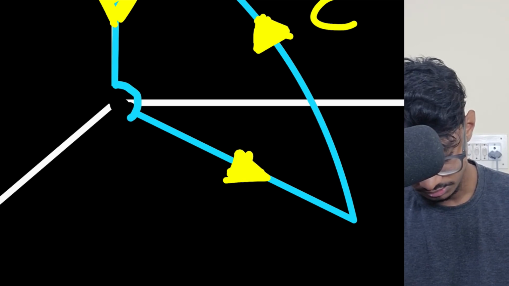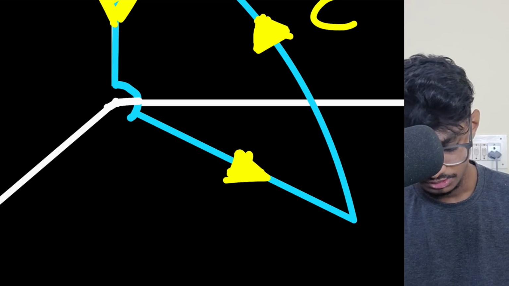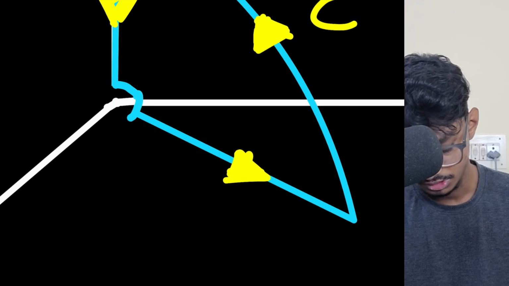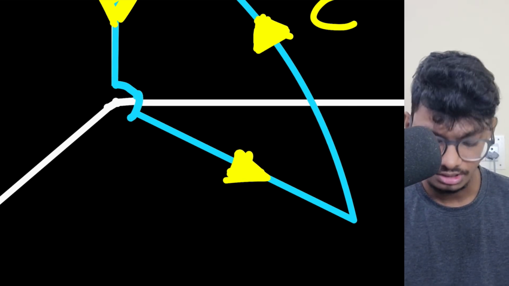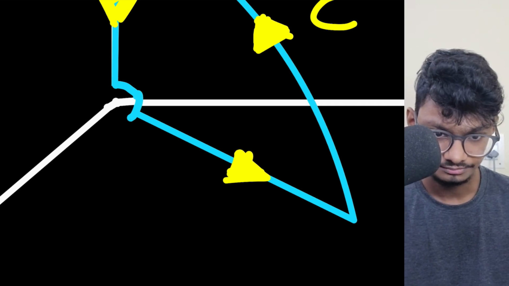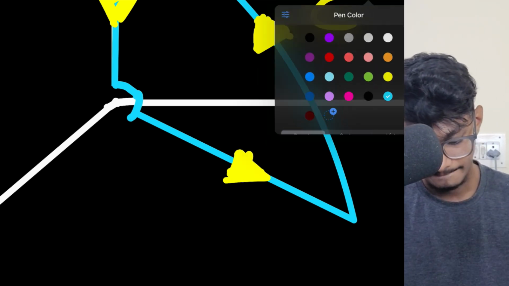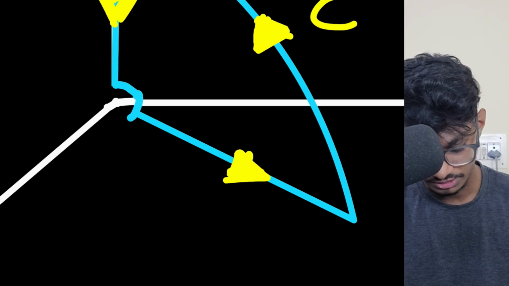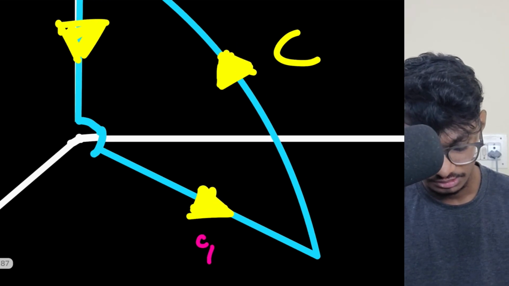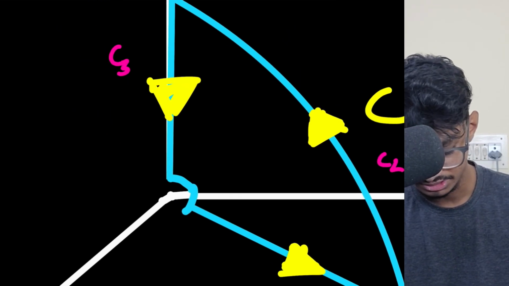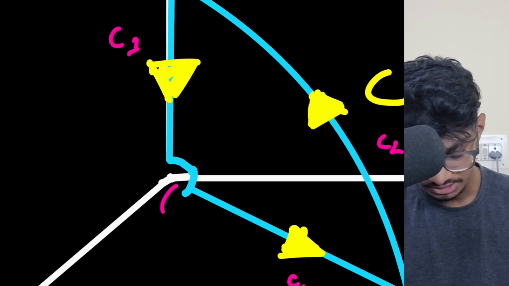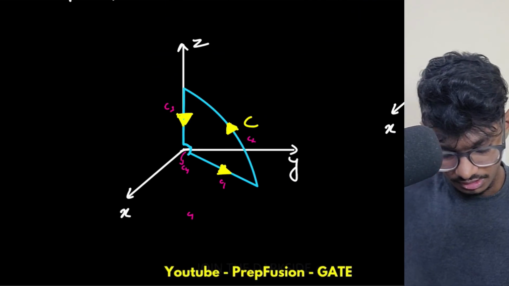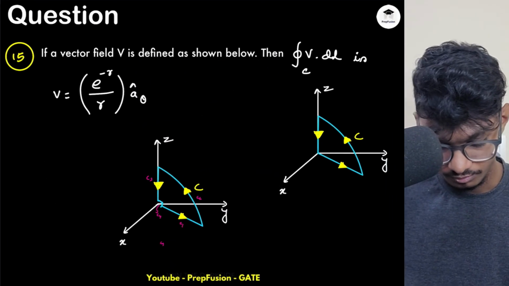Break it down here. Okay, so this is like a section of a circle with almost 0 radius, right? So here, let me change this into 4 curves. Let's name this C1, this C2, this C3, and this C4. So in C1, what is happening? In C1, my r is varying, right?